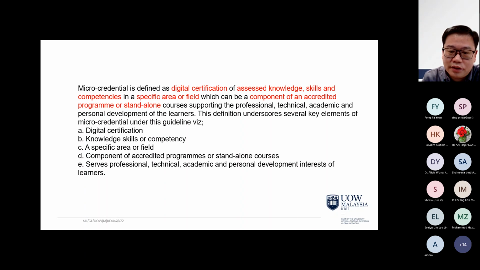3 times 4, 12. So now I get credit transfer for 12 credits. See? So that is the benefit of it. That can be another benefit for those who want to go back to traditional.